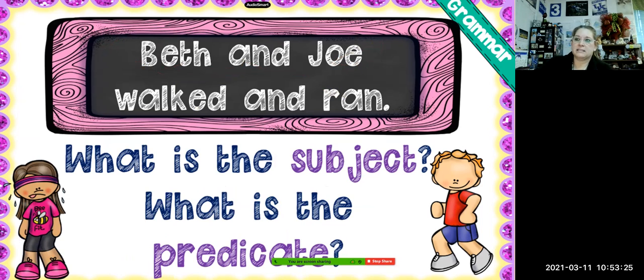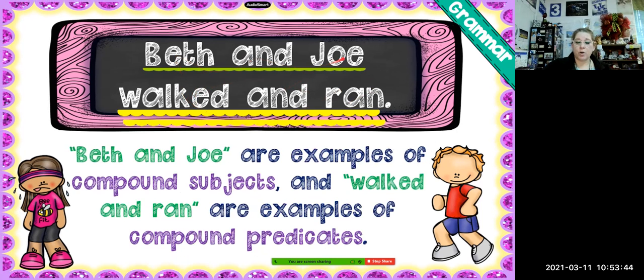What is the predicate of this sentence? What did Beth and Joe do? They walked, but is that all they did? It says they walked and ran. So Beth and Joe are the compound subject. Walked and ran is the compound predicate. So like I just said, Beth and Joe are the examples of a compound subject. Walked and ran are examples of a compound predicate.